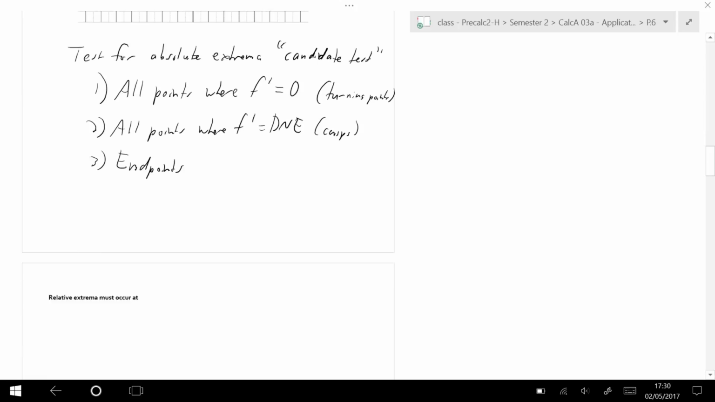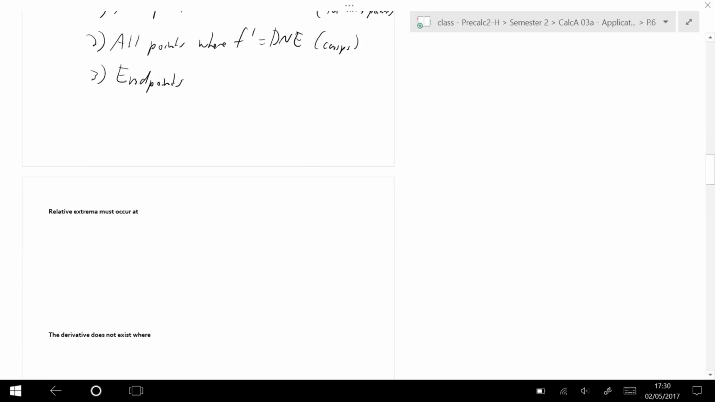Slipping back over here, relative extrema are possible places where absolute extrema could be, and relative extrema occur at all three of those possible places. So places where f prime of x equals 0, cusps, and endpoints. Those are the three kinds that we want to test. You should be able to analyze and figure out where all those are.